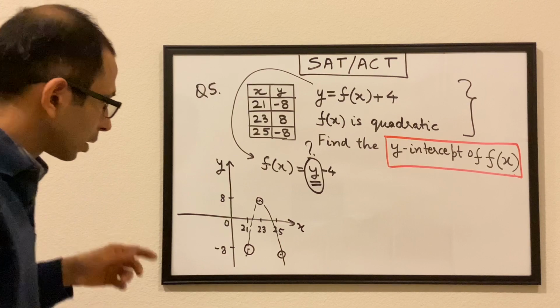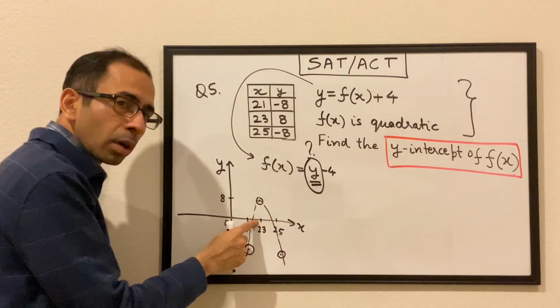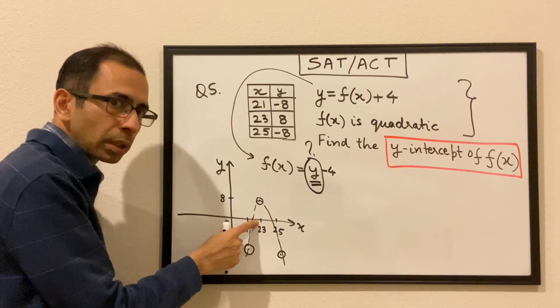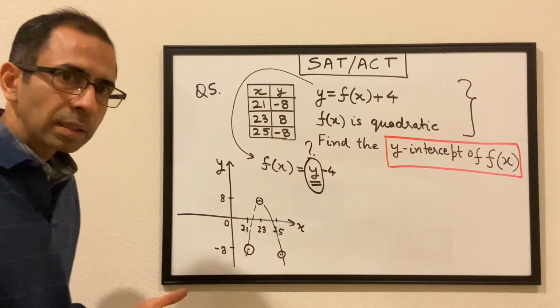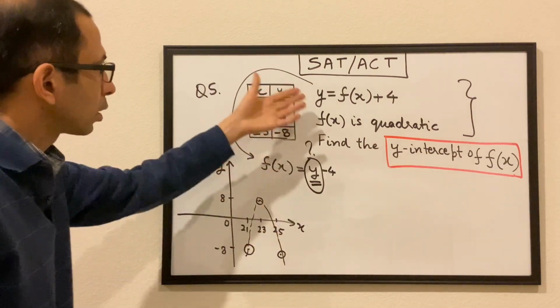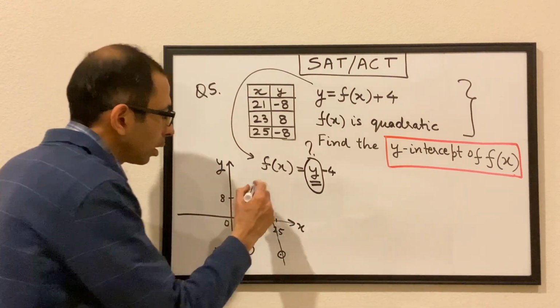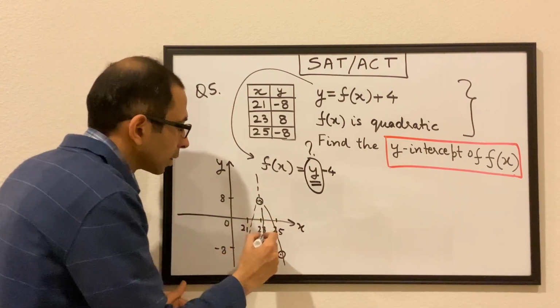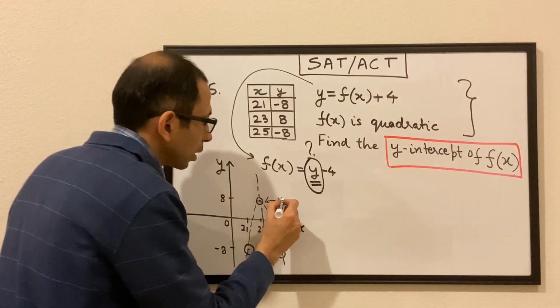Now if we notice, right, these 2 points are equidistant from this point 23, having the same values of y. It means that this y function or this quadratic function is symmetrical along this axis. What it means is that this is nothing but the vertex.